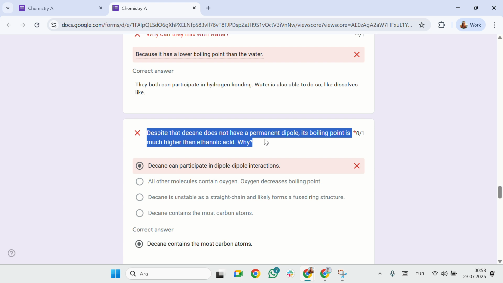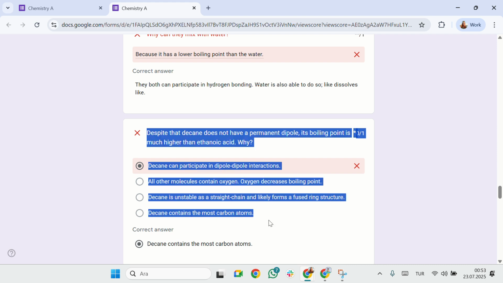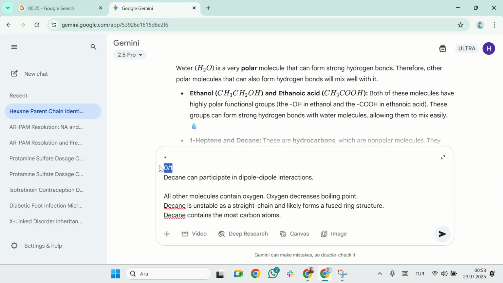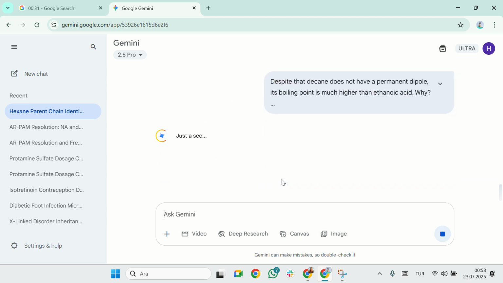Let's ask this. Right, that decane does not have a permanent dipole but has a high boiling point. Why? Okay, let's copy this before my 30 minutes ends. Let's ask this too.